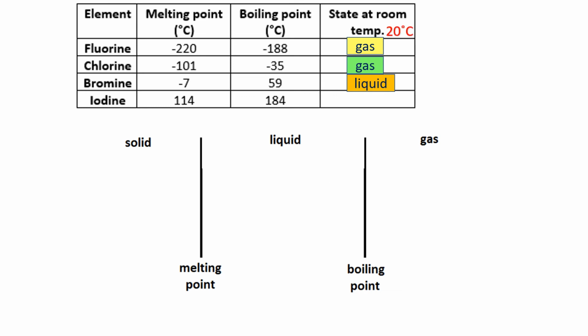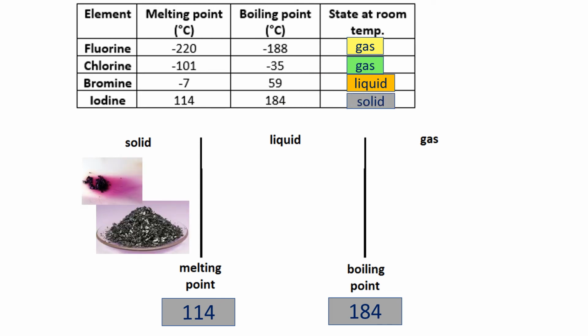And finally, iodine then. So a melting point of plus 114 and a boiling point of 184. Where is 20 degrees on that number line? Well, it's well before 114, isn't it? And therefore I am in the solid area there. So iodine at room temperature is a solid. And again, that picture that we showed you earlier should stick in your head and make you think, well, of course it is, Mrs. Newsom, what are you on about?